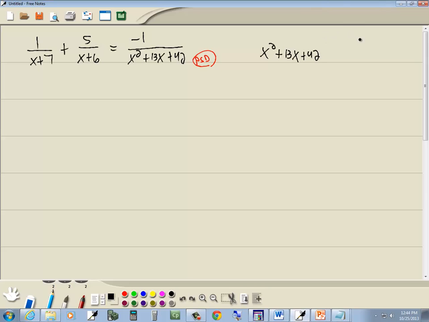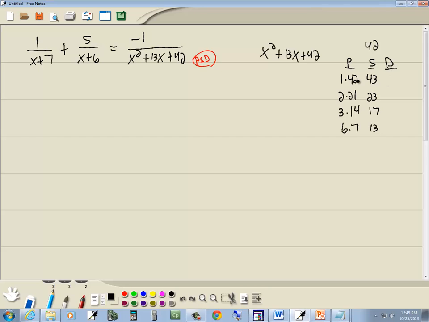PST, we take our number at the end, which is 42, and we come up with our 3 columns. The P column, we list all products that give us 42. We got 1 times 42, 2 times 21, 3 times 14, 6 times 7. Now the S stands for sum. We add these together. 1 plus 42 is 43. 2 plus 21 is 23. 3 plus 14 is 17. 6 plus 7 is 13.